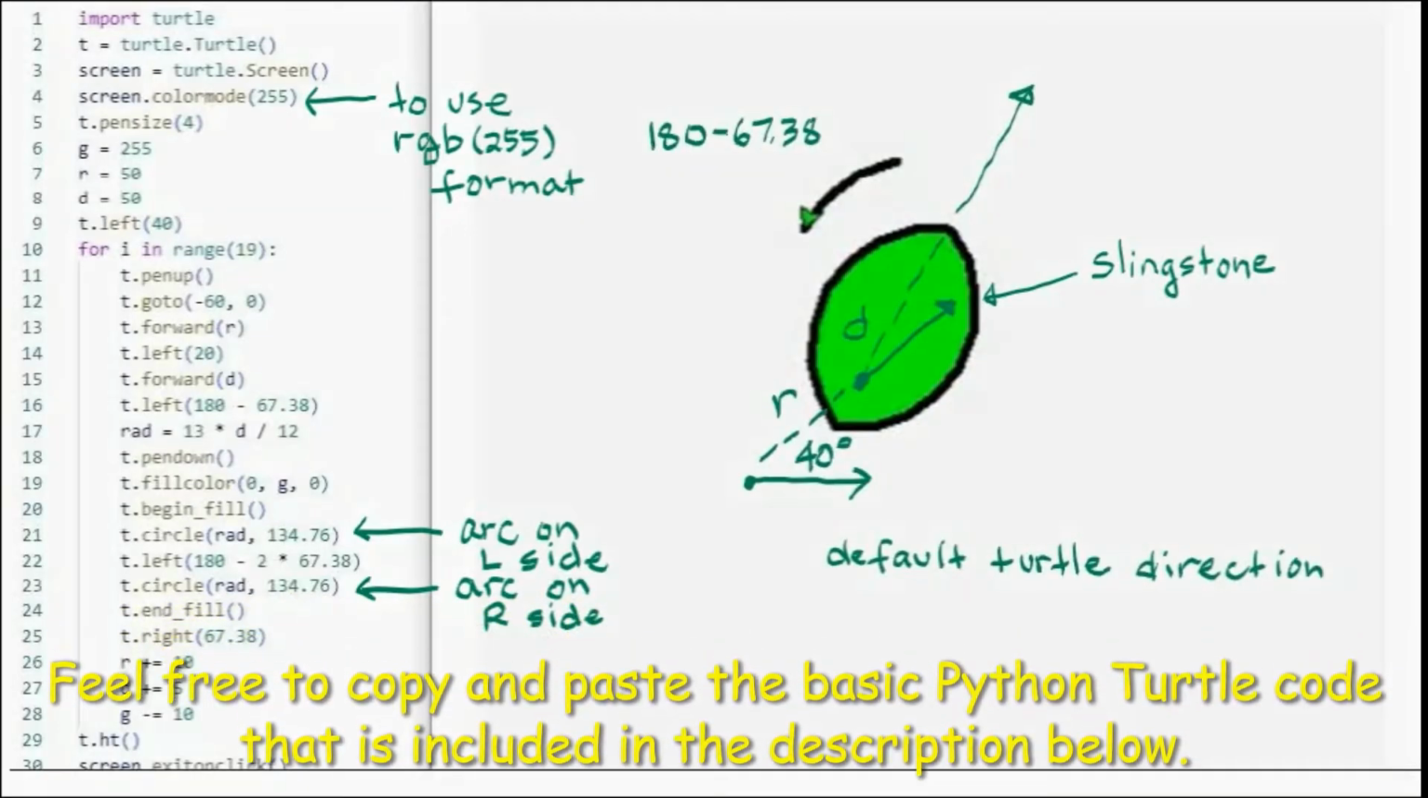Start drawing the swirling slingstone with this image on the right here. Okay, we have an arc here on the right side, and we have another arc here on the left side.